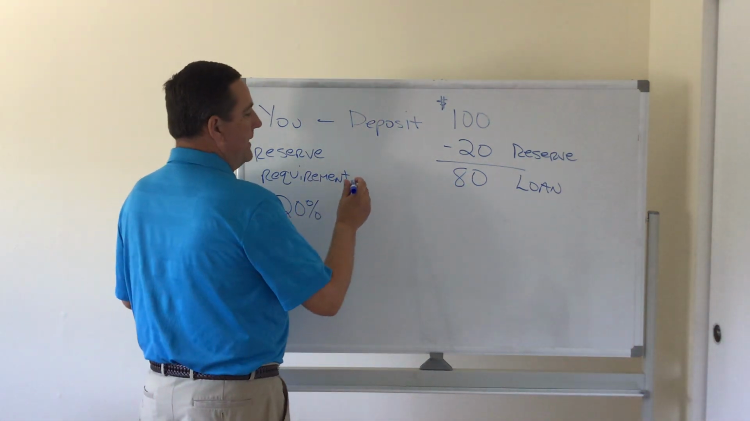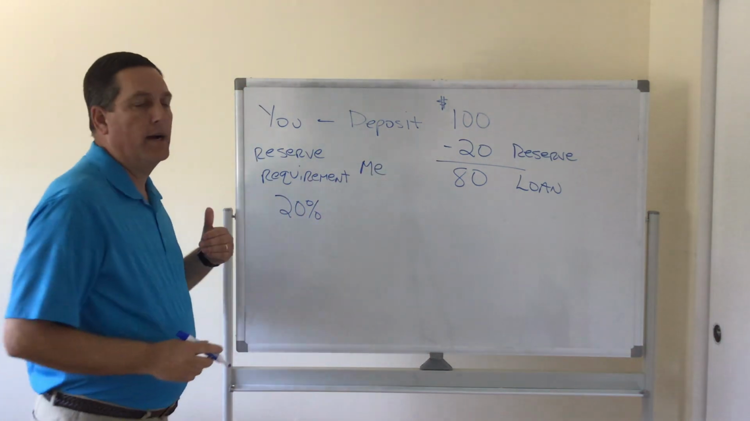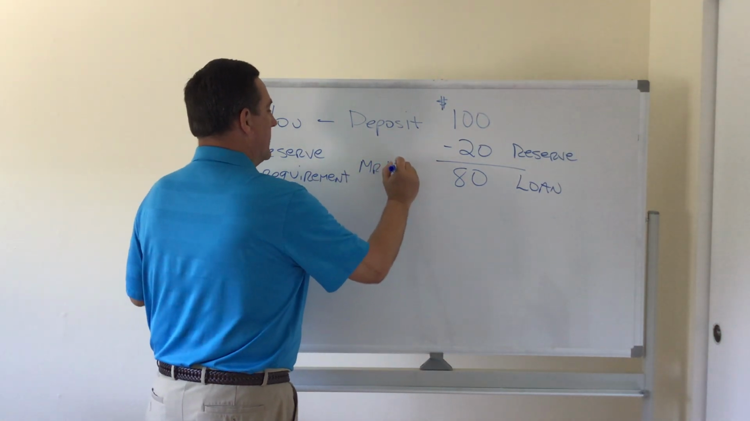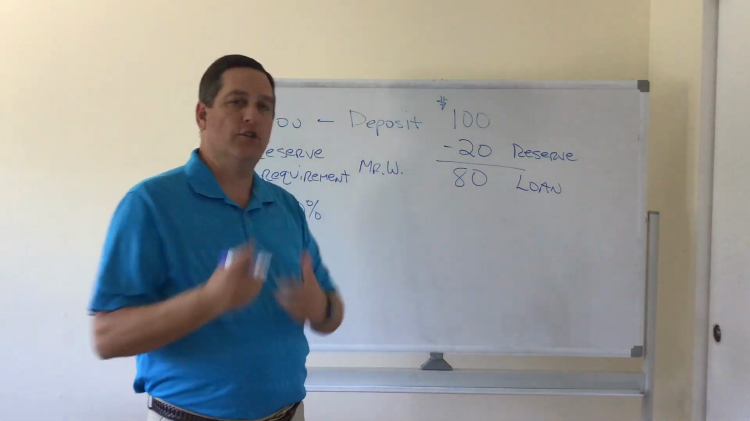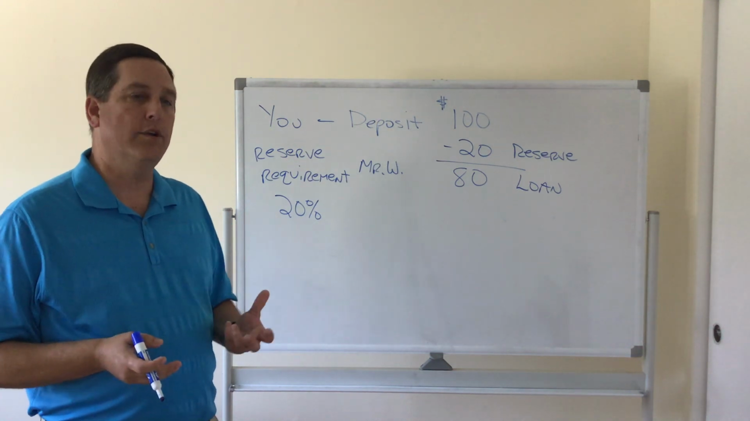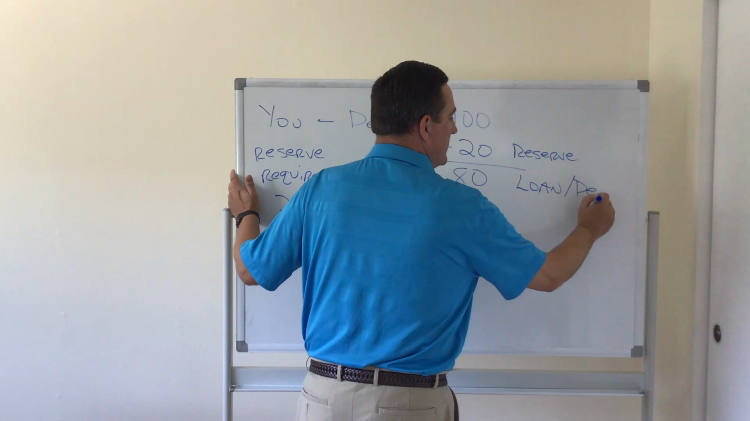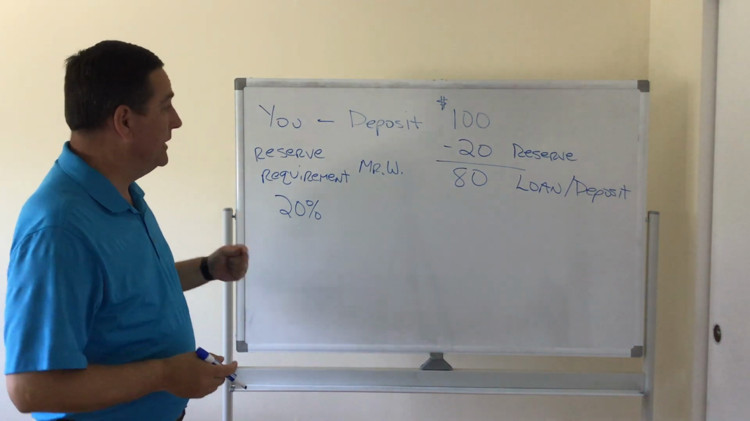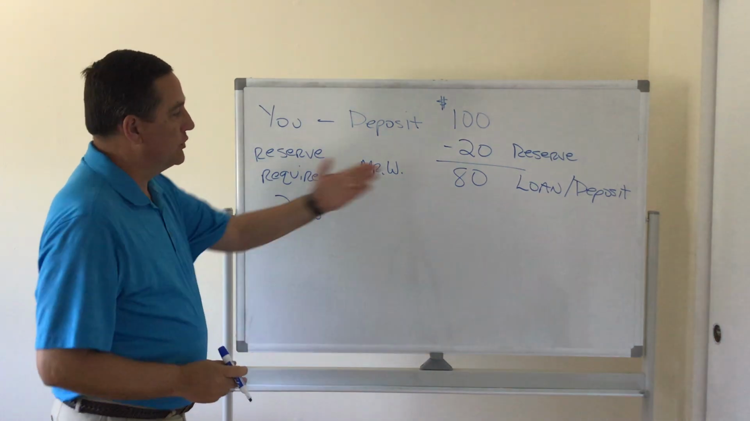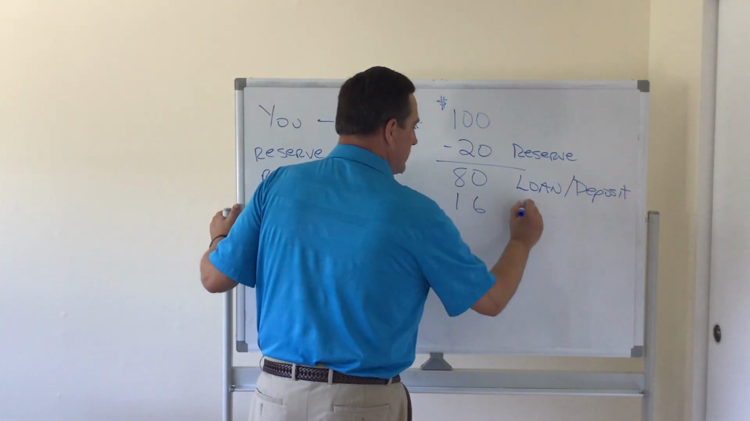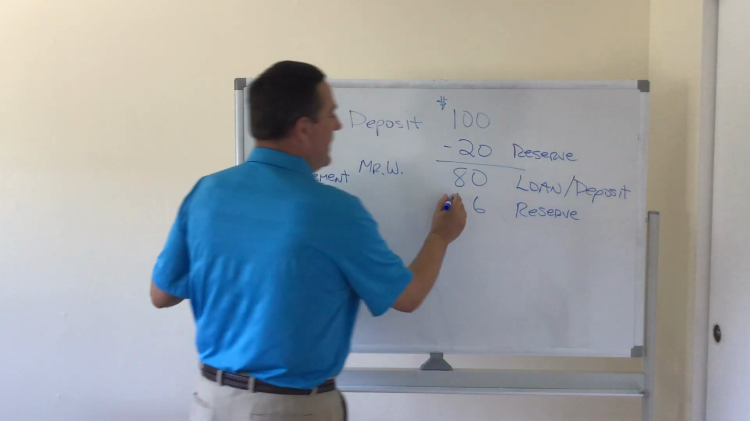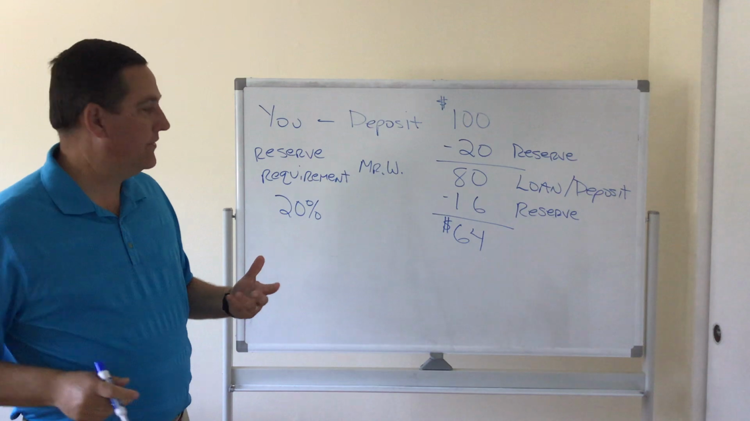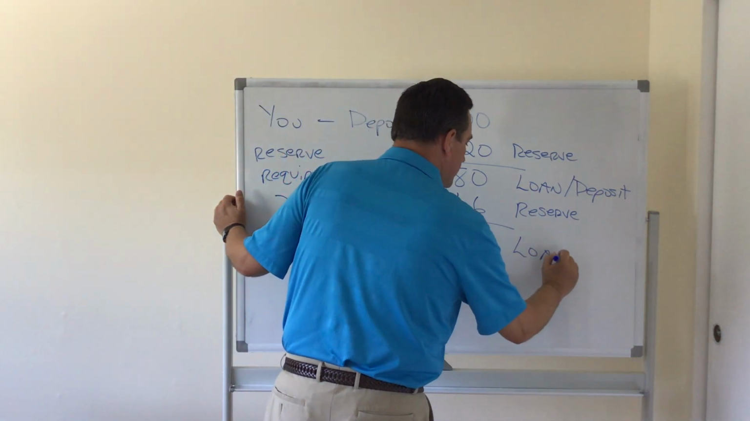Okay? So let's say they loan that $80 out to me. I want to borrow that $80. Let's call me Mr. Ward. And I borrow that $80. They're going to give me a check. I'm going to now take that $80, and what am I going to do with it? Well, I'm going to deposit it into my bank. Okay. What is my bank going to do with it? Well, by law, they're required to keep 20% in reserve. So 20% of 80 is $16. So now my bank is going to hold on to $16, and they now have $64 left that they can do what? They can loan out.